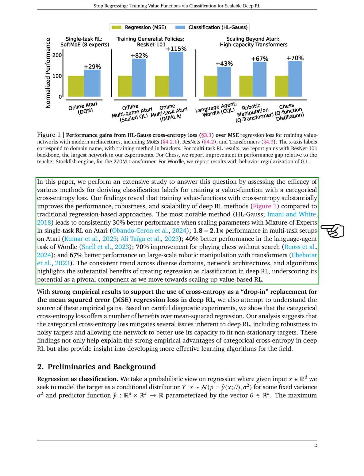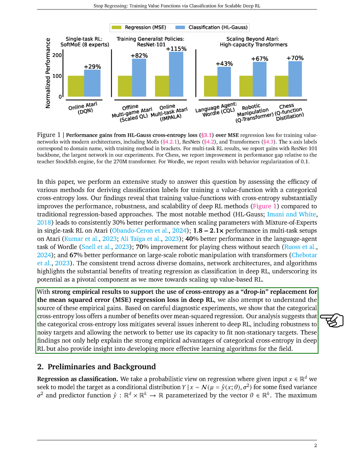This consistent improvement across various domains, network architectures, and algorithms underscores the substantial benefits of treating regression as classification in deep RL, highlighting its potential as a key component in scaling up value-based RL. With strong empirical evidence supporting the use of cross-entropy as a direct replacement for the mean-squared error (MSE) regression loss in deep RL, we also sought to understand the source of these empirical gains.